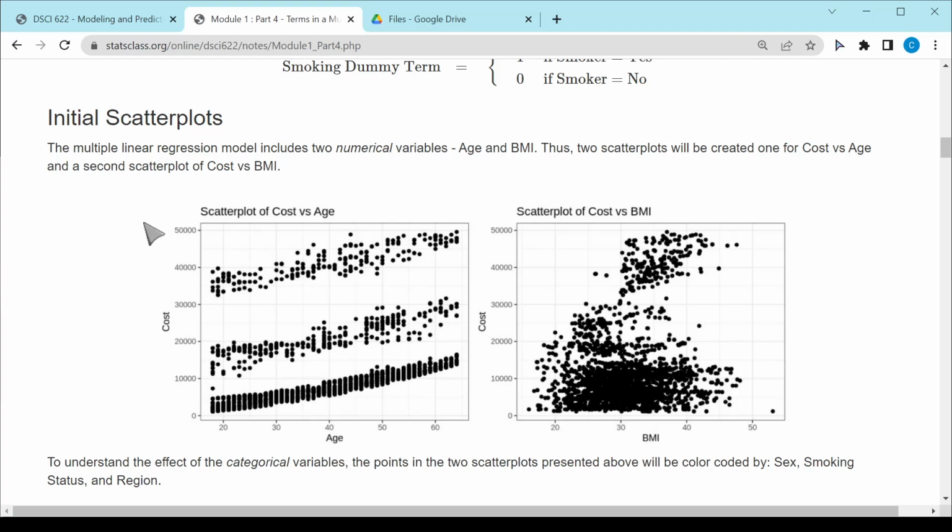Okay, so let's look at the relationship between the numerical variables, which are age and BMI, and my response variable, which is cost.